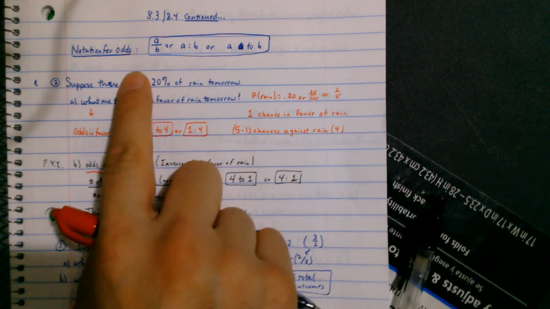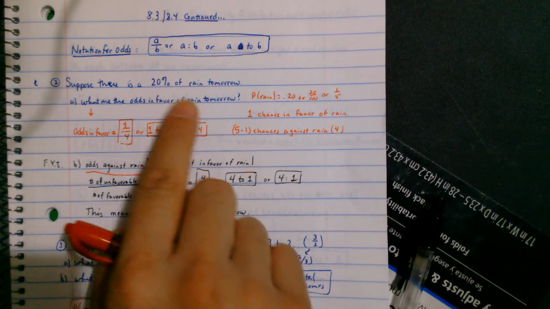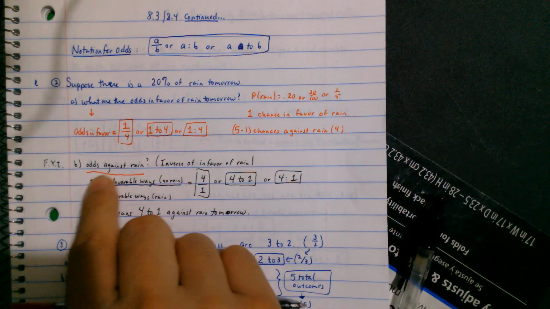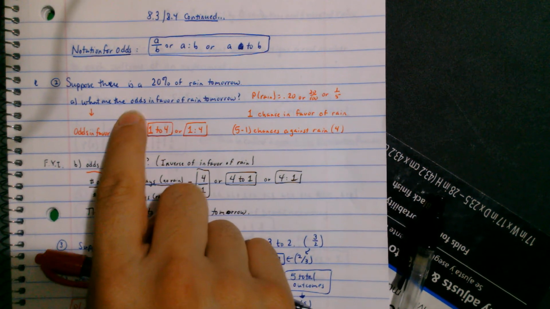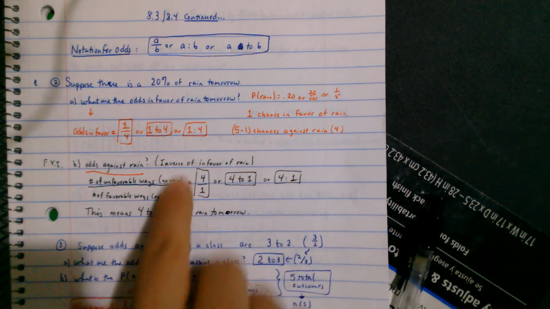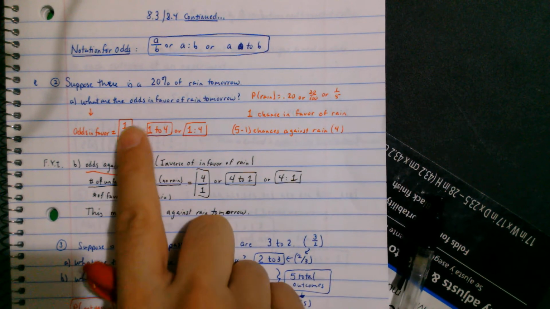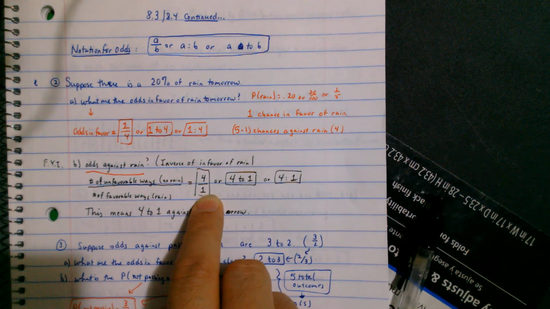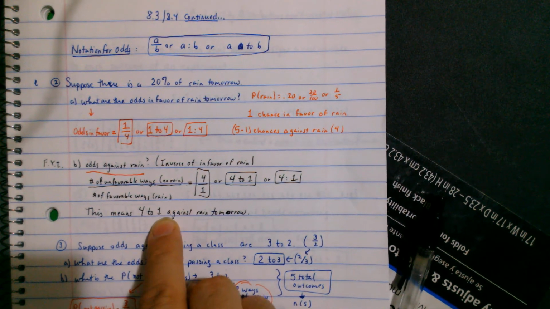So if you talk about odds in favor, it's the number of ways in your favor divided by the number of ways against you. Odds against you are the number of ways against you divided by the number of ways for you. So it's the reciprocal of the favored odds. So if you had a 1 to 4 chance that it's going to rain, then you have a 4 to 1 chance that it's not going to rain. So it's 4 to 1 against you.